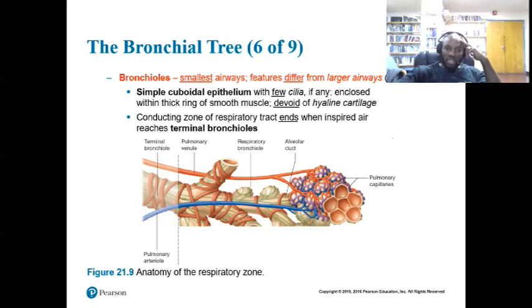And then you have this conducting zone of the respiratory tract ending when inspired air reaches your terminal bronchioles. One of the questions in the lab was asking what is the delineation between the conducting zone and the respiratory zone, and the end is the terminal bronchioles, because at that point we get to the alveoli. Terminal bronchioles, which is here, and now we get to the alveoli.